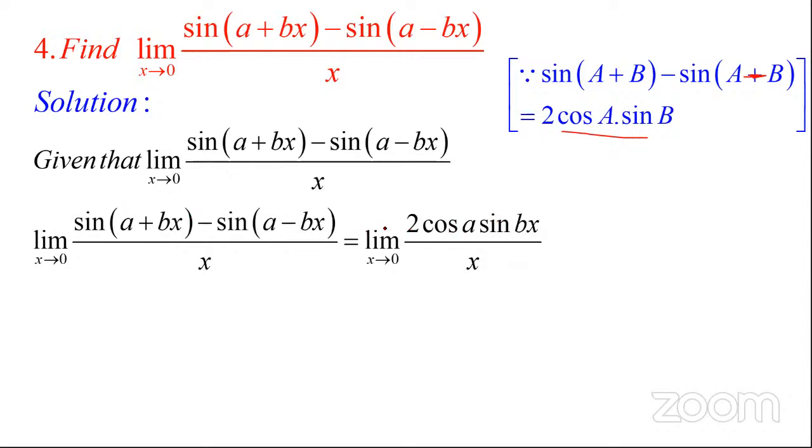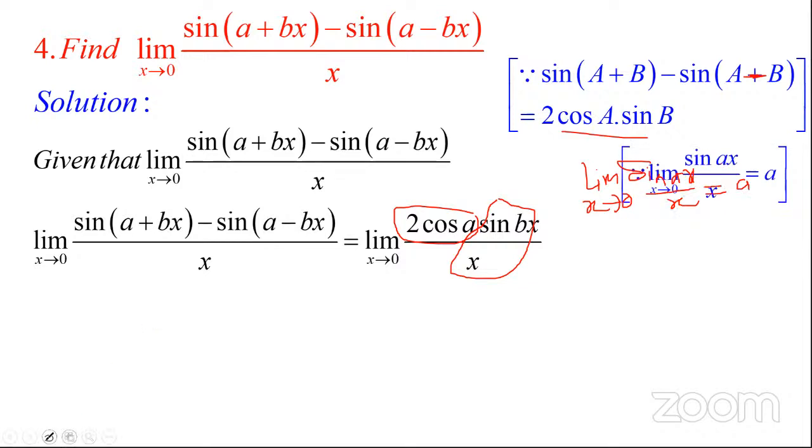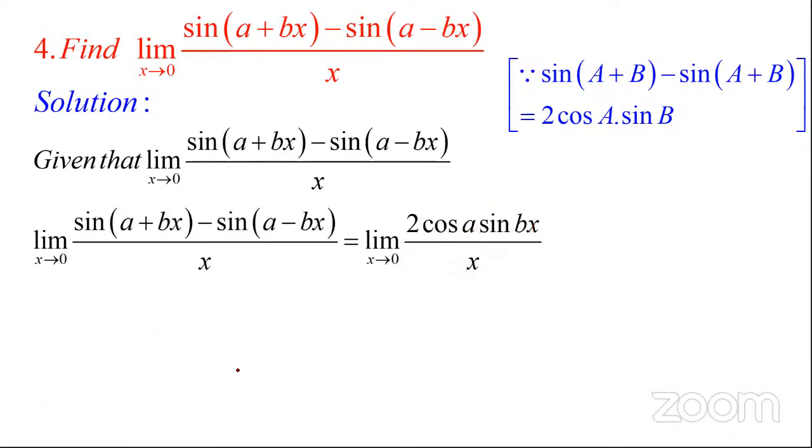2 cos A into sin Bx by x, sin Bx by x. And we know the formula. So that is the limit as x tends to 0 of sin ax by x, and the value of sin ax by x is nothing but a. So in the formulas I said that one. So this is the formula, and this is the constant term, so I'm getting it outside of the limit.